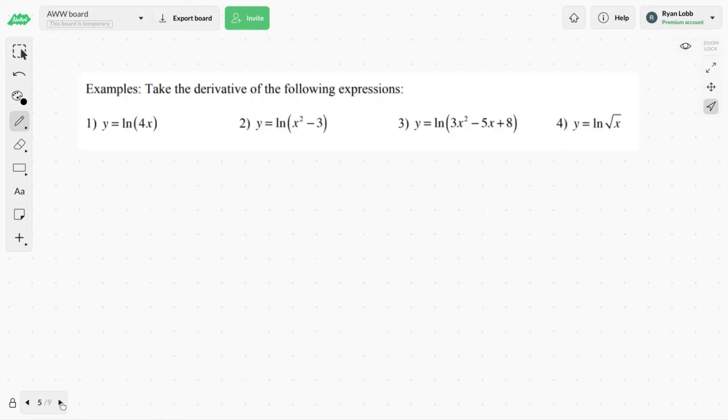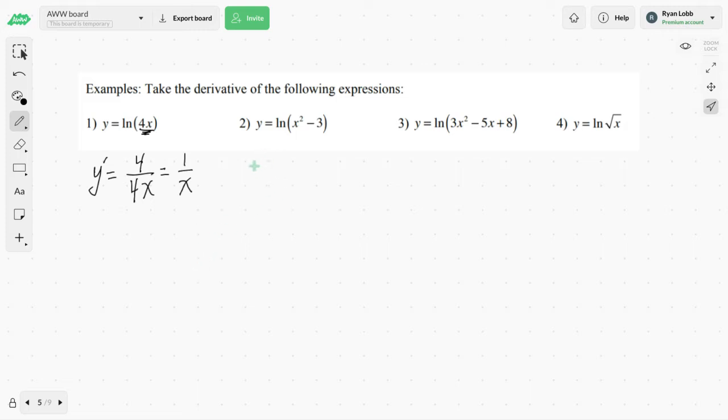So let's go through a couple examples. Here we have ln of u, so u is my 4x. That's my stuff. What is the derivative of ln of 4x? Well, y prime is just going to be equal to the derivative of the stuff, which is 4, over the stuff, 4x. That's it, done. We could simplify, but there's our derivative for that one.